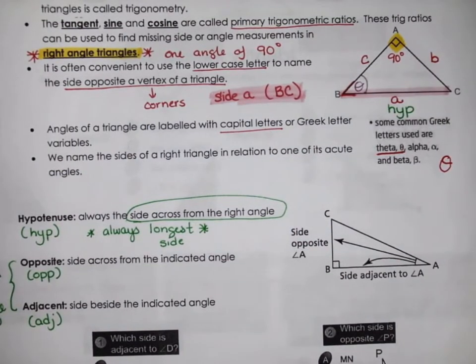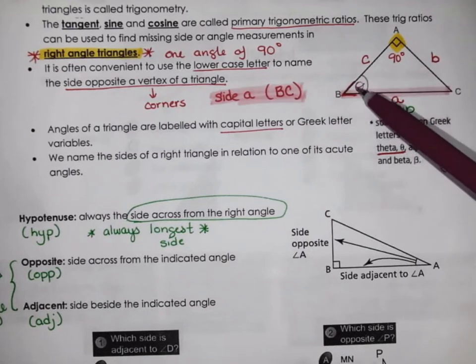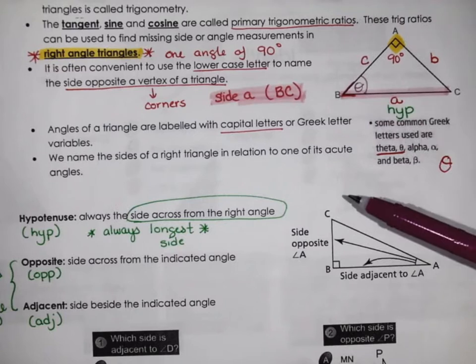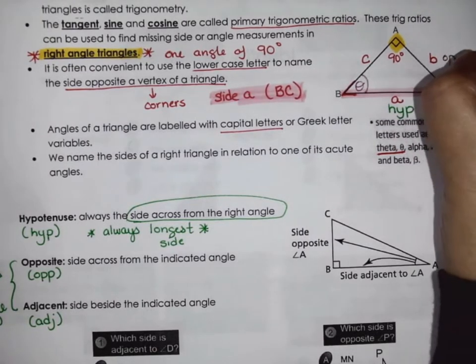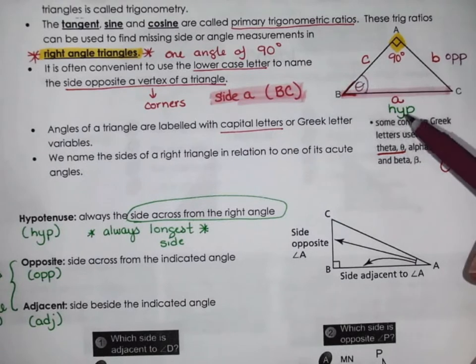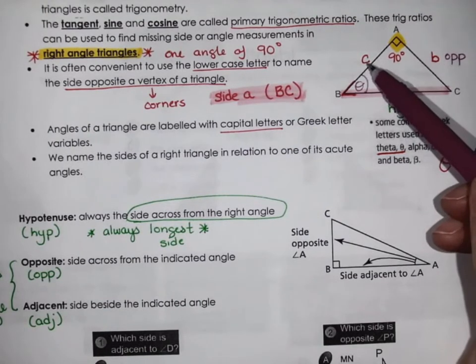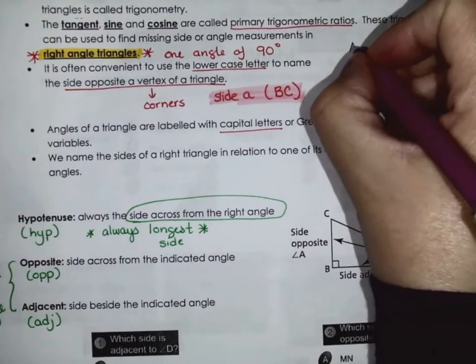So what side is opposite to angle B? What side on this triangle is opposite to this angle B? B. This is my opposite side. So if this is my hypotenuse and this is my opposite side, what does side C have to be? Just adjacent. The adjacent side.